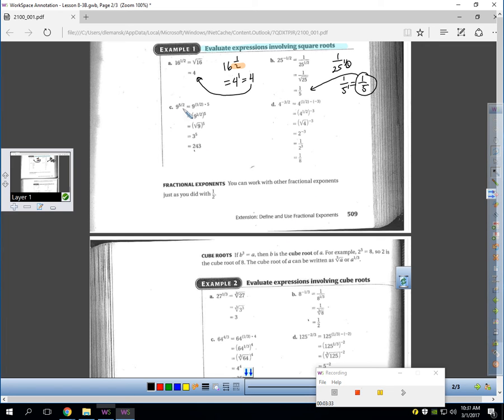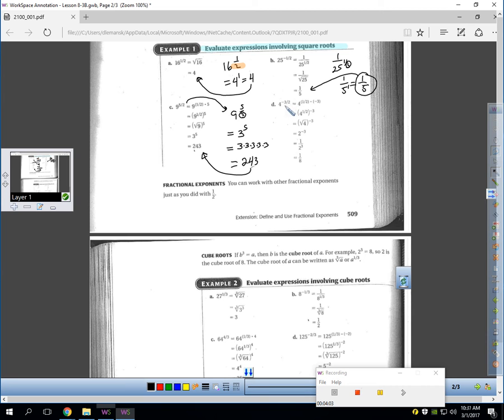Let's go to this. We have 9 to the 5/2 power. Now, the way the book explains it, I'm going to do something a little different. I can do the root first. The square root of 9 is 3, but I still have the 5th power. 3 to the 5th power means 3 times 3 times 3 times 3 times 3, and that's 243, which is what the book has.